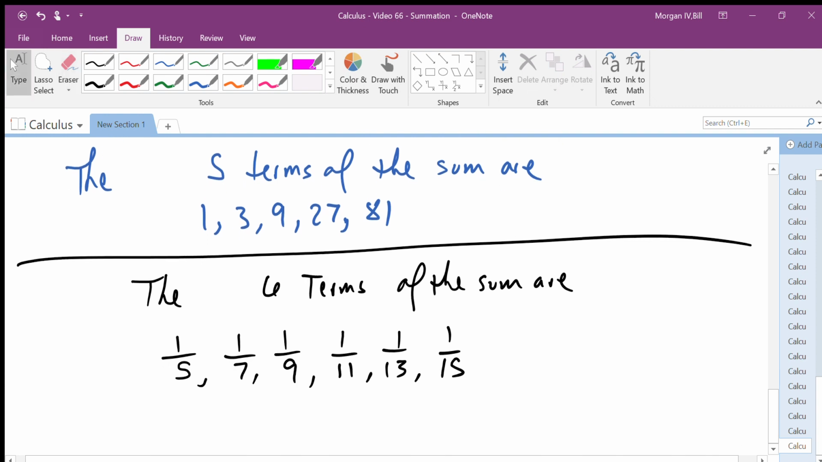Can you, from these 6 terms, like they were being added together, right? Can you create a summation from that? Pause the video, see if you can do this.